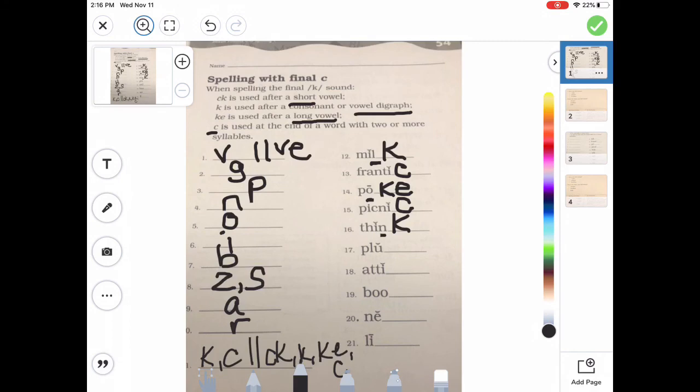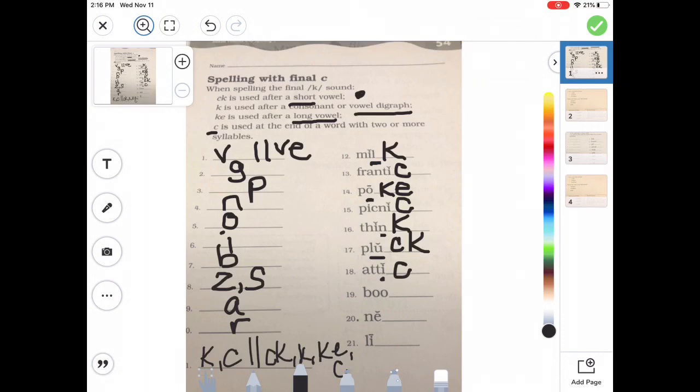Okay, now I want to make, this is a short U, I want to make the word pluck, pluck. Well, since it's after a short U, this is the one we've used a lot this year. We need to add that CK after the short U. The next word I want to do is attic, attic. So it's after a short I, so I'm going to add, well, am I going to add CK? No, because watch, attic. It's more than one syllable, so I'm going to add a C.